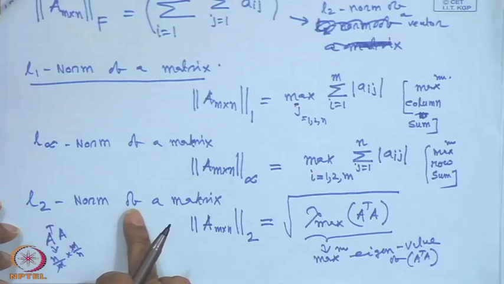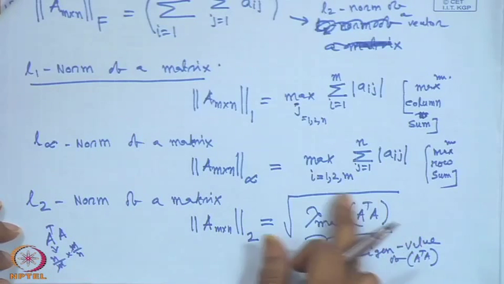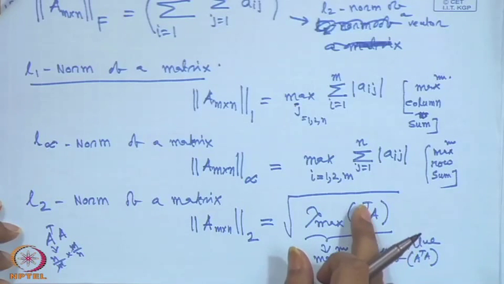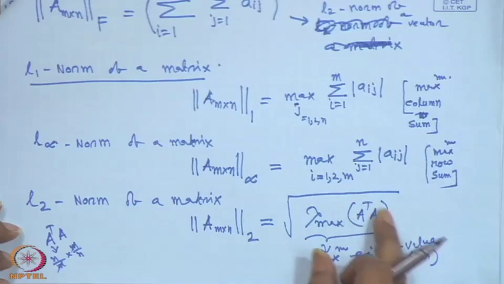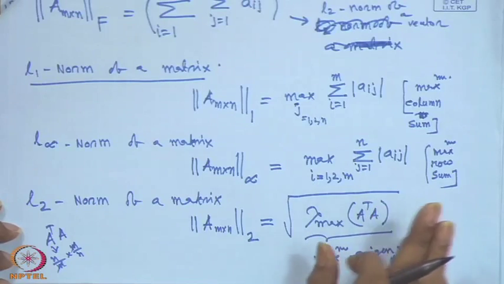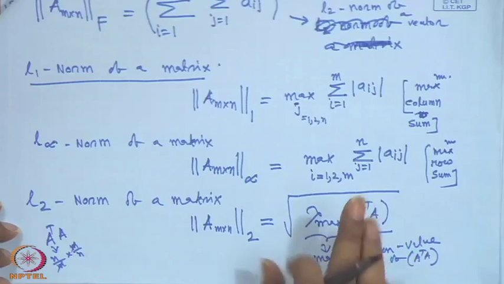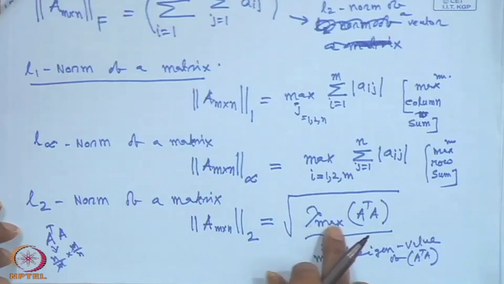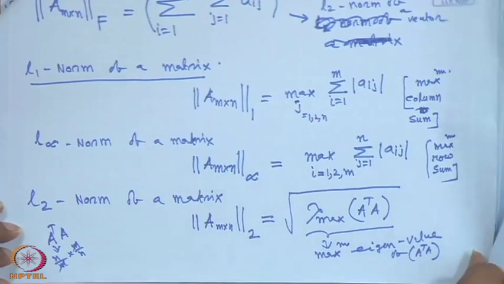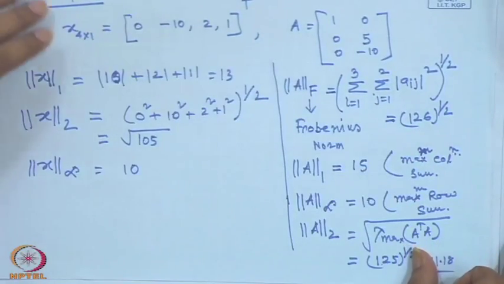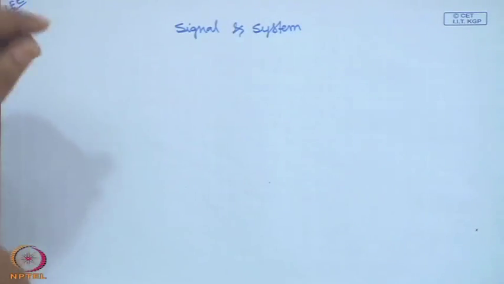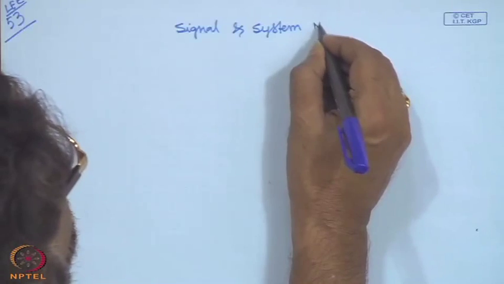Then the L2 norm of a matrix is nothing but the maximum eigenvalue of the matrix A transpose A. This A transpose A is a symmetric matrix, so all its eigenvalues are real, and it is a positive semi-definite matrix, so all the eigenvalues are non-negative numbers. The maximum of these gives the L2 norm of a matrix. This same idea will now extend to signals. So now our question is the signal and system norms.